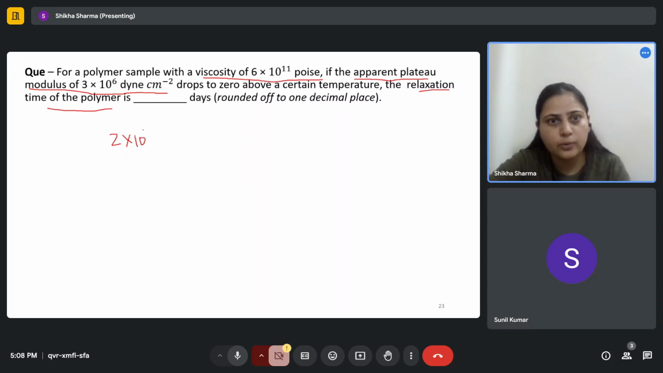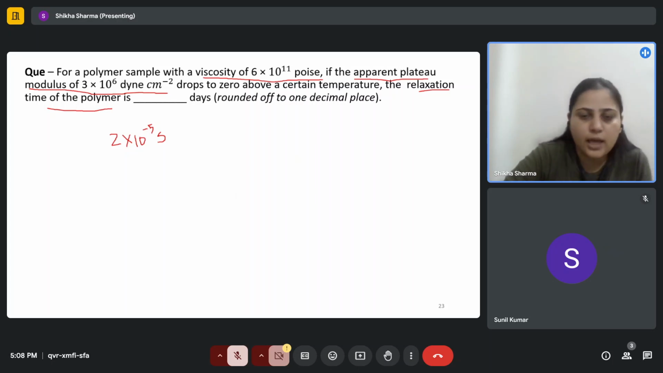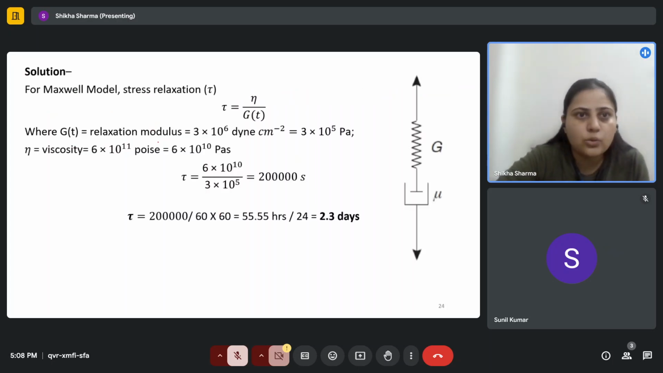You are giving the answer as minus 5 seconds. Here it is being asked in days. Okay, let's calculate. We need to apply the Maxwell model here.